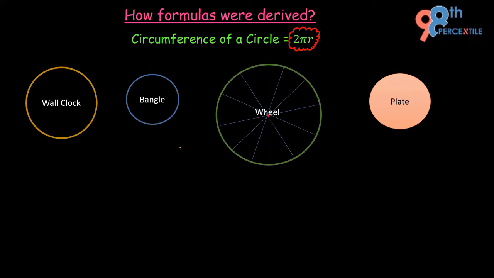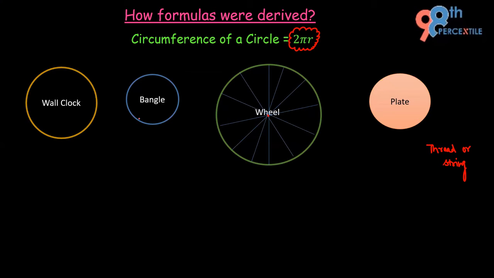Now here I have collected a few items with me. I have a bangle, a wheel, a plate, and a wall clock, let's say. Now what I want you to do is please take a thread or a string, whichever is available. Suppose you have taken a thread.